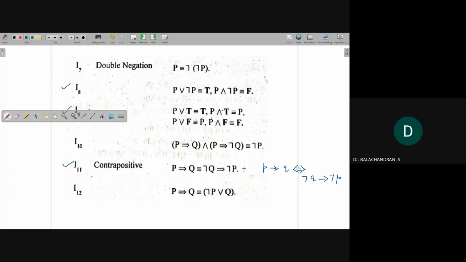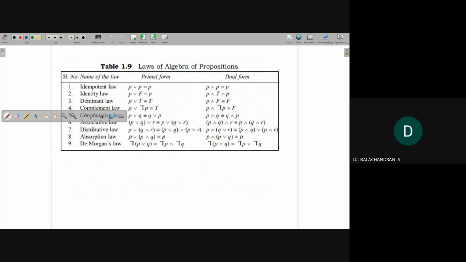Similarly, this one, I12, we will use regularly. P implies Q tautologically implies negation P or Q. Okay. So again, this I took from the Veerarajan book.